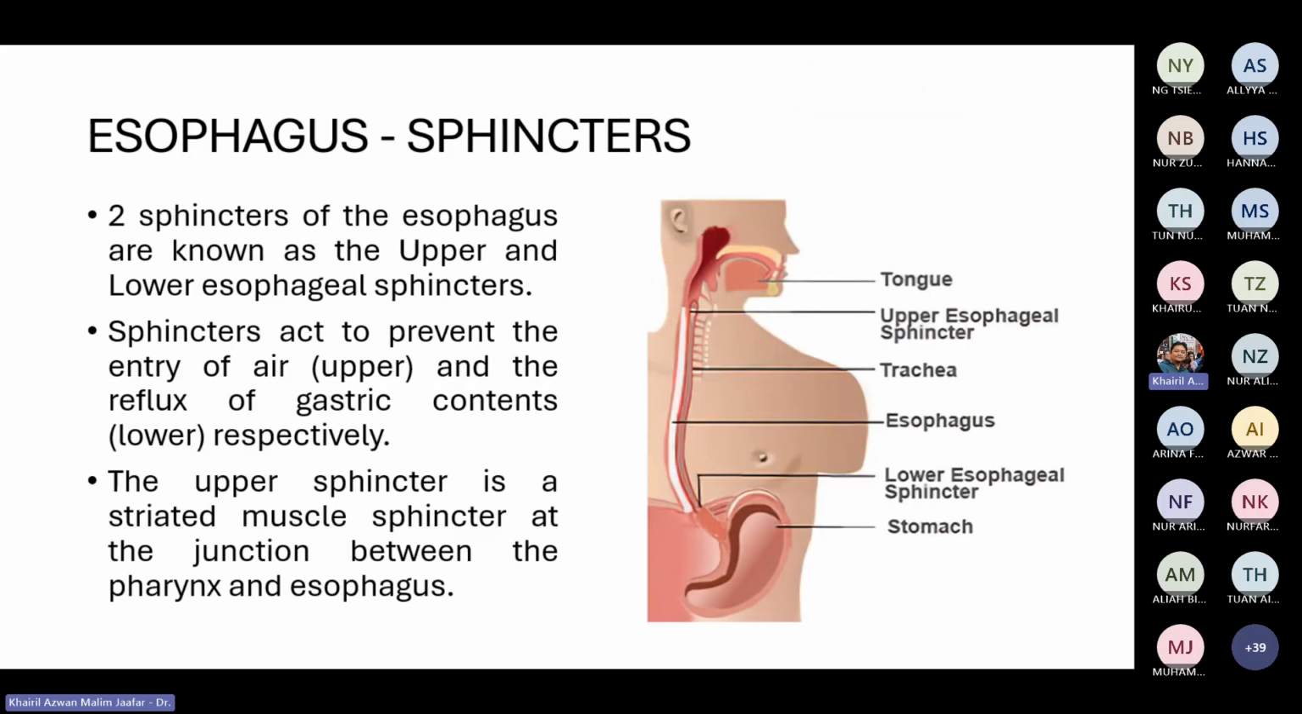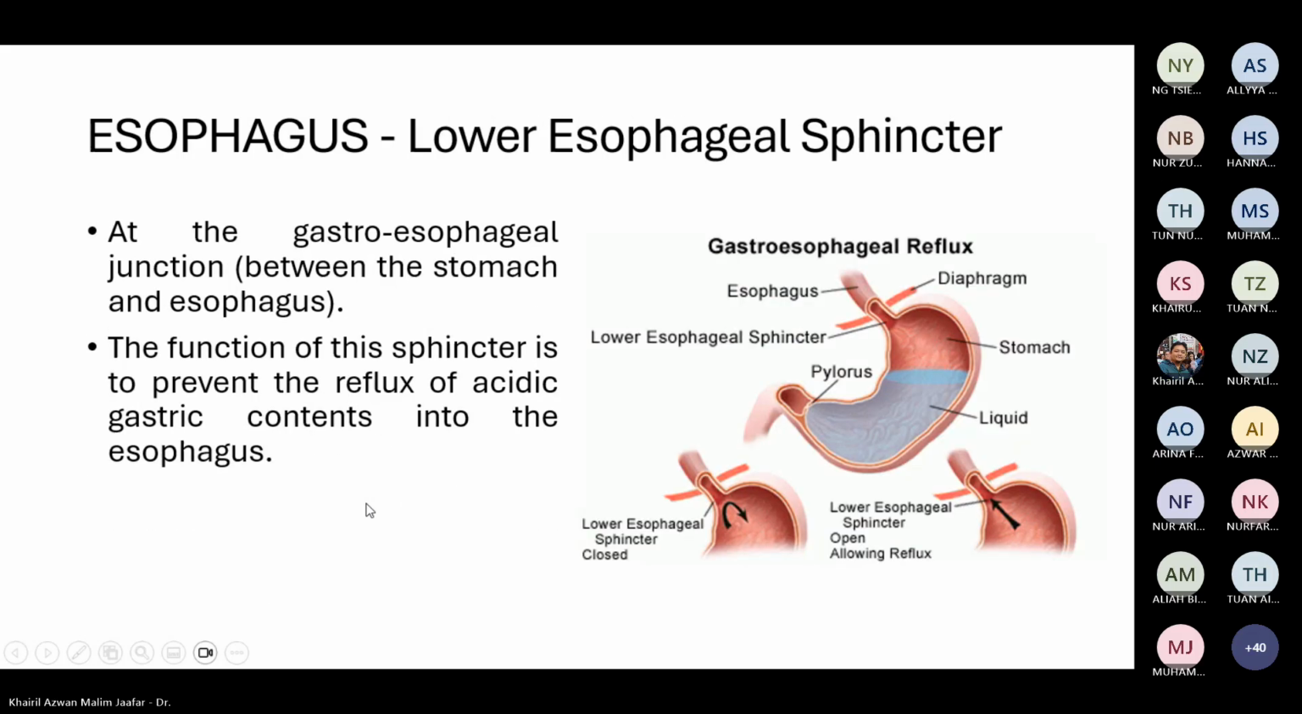There are two sphincters, the upper and lower esophageal sphincter. They are there to prevent the entry of air and gastric contents. The lower esophageal sphincter is at the gastroesophageal junction. The main function of this sphincter is to prevent the reflux of acidic contents back into the esophagus.